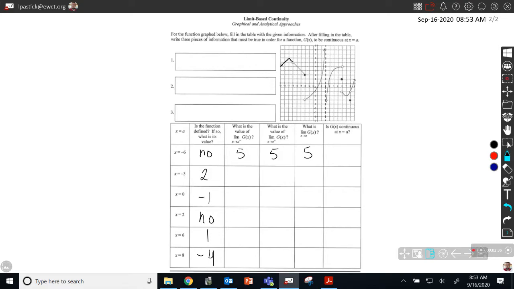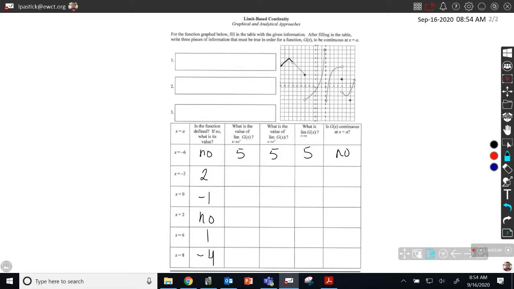Is the function continuous at x equals -6? We said it's undefined, but the limit exists. Is it continuous? Well, you're looking at a hole at -6. And a hole, by definition, is called a point or removable discontinuity. So the answer is no.